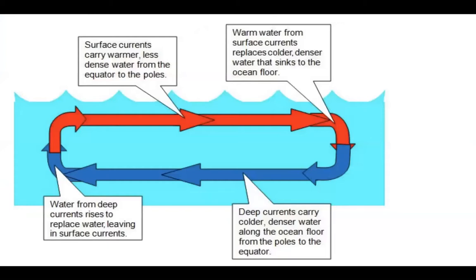The surface water gets warmer and carries the less dense water from the equator to the poles, and then as it gets colder, it sinks, and the deep currents carry it across the ocean floor around in that circulation.